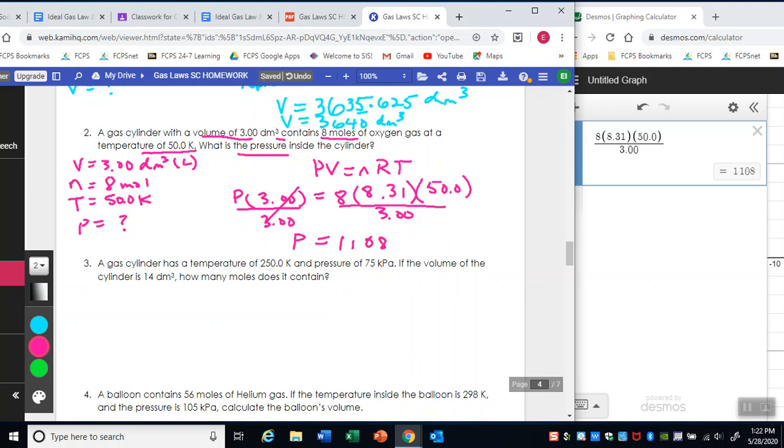1,108. And so what's the units? If it's pressure, look at your constant. We're using the 8.31, so that would be kilopascals. And then that would be my final answer. All right, and that's all there is to it. The idea is, if you can do the combined gas law, you can do the ideal gas law.